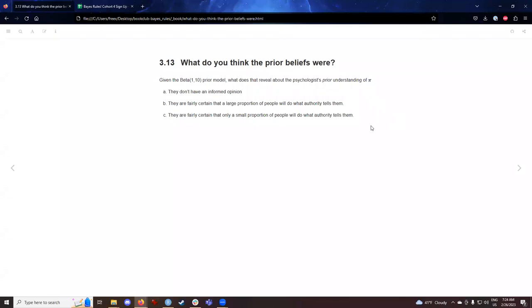Pi is the proportion we're aiming for: the proportion of people who will follow the instructions of hitting that button and causing the electric shock. Pi is the proportion of people who will obey those instructions. Nevertheless, we do not know that number in advance, so that's why they were conducting that experiment.